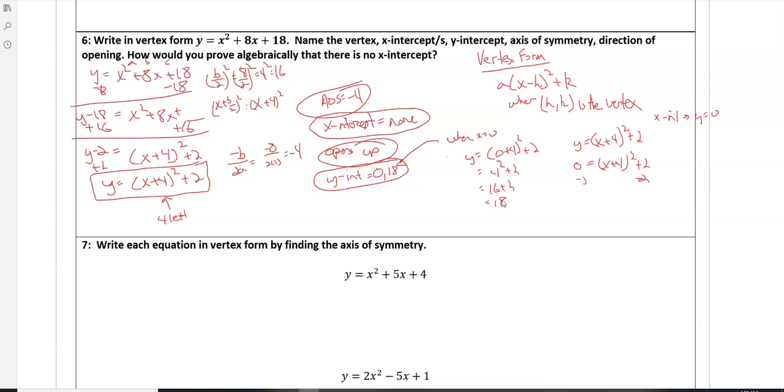So I subtract the 2 over, and I get negative 2 equals x plus 4 squared, and I square root both sides to get rid of the square, and that cancels, and I get x plus 4 equals plus or minus the square root of negative 2, and that is imaginary. No real solution. So that would prove algebraically that there is no x-intercept on this problem. All right, that is number 6.